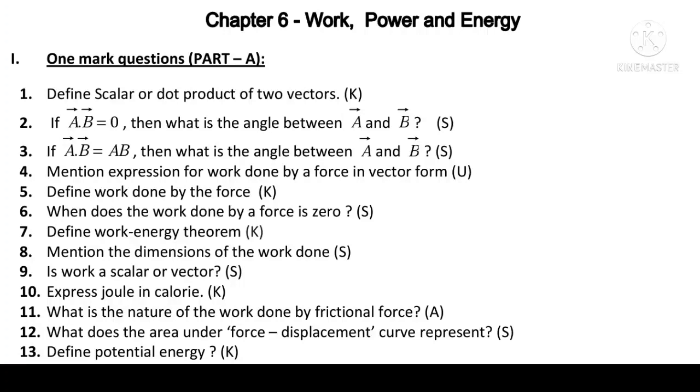Is work scalar or vector? Yes, it is a scalar. Express joule in calorie. 1 calorie is equal to 4.2 joules. What is the nature of work done by the frictional force? Non-conservative force. What does the area under the force-displacement curve represent? Work. Define potential energy. Potential energy is the energy possessed by virtue of its position.